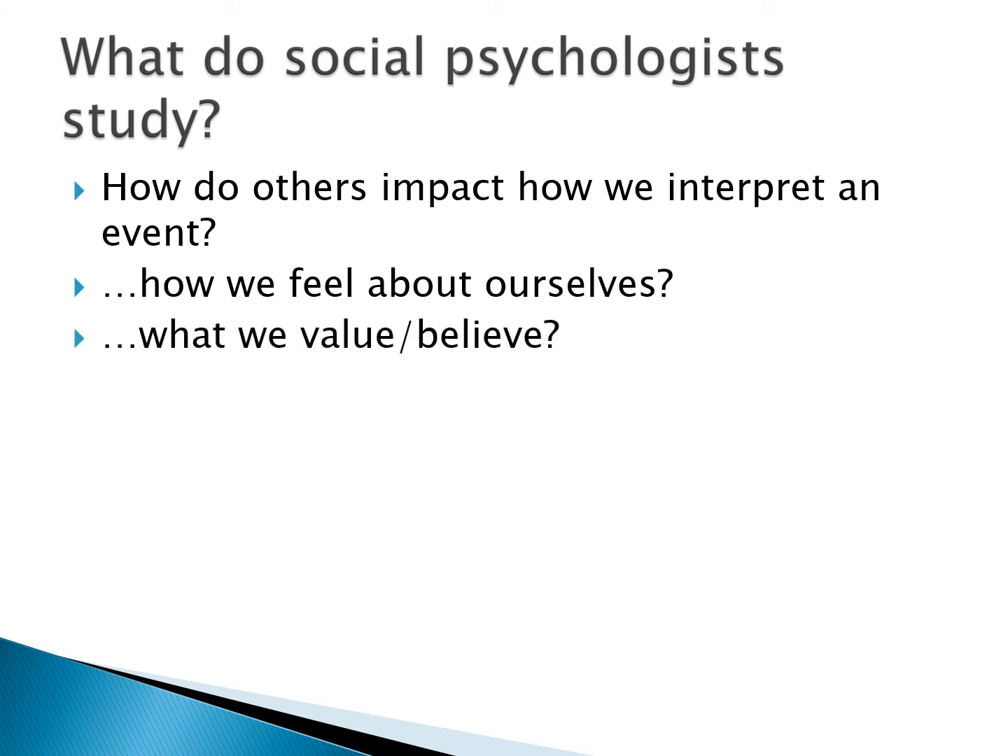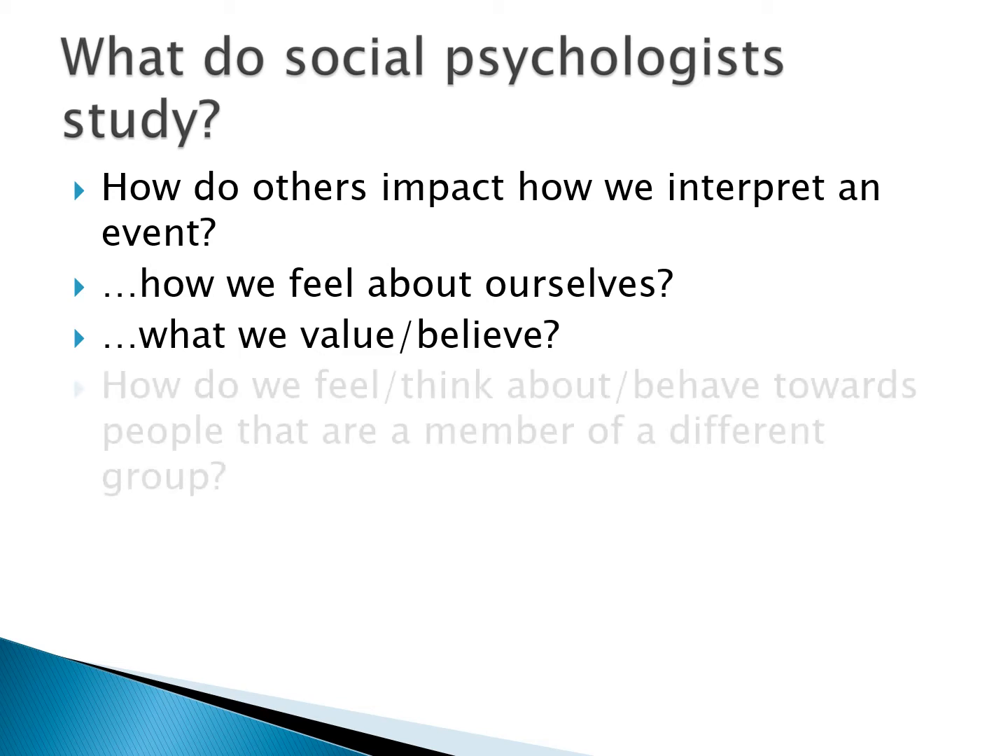So very generally, how do other people impact how we might interpret an event, how we feel about ourselves, what we value and believe? So how we process information about something, whether we feel happy about it or sad or angry. And once again, how we feel about ourselves and what we tend to think of as our belief system.